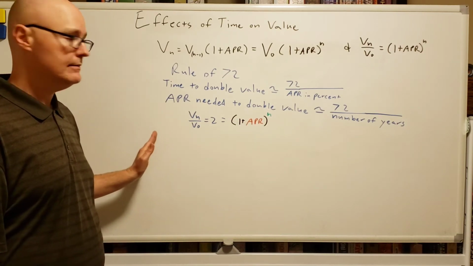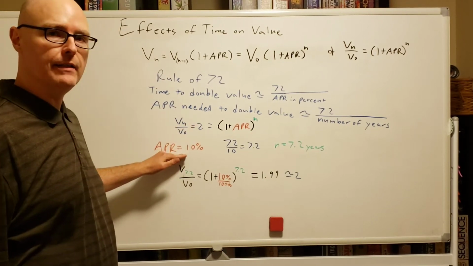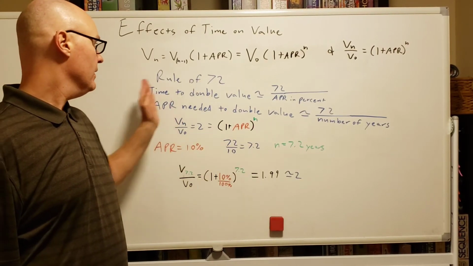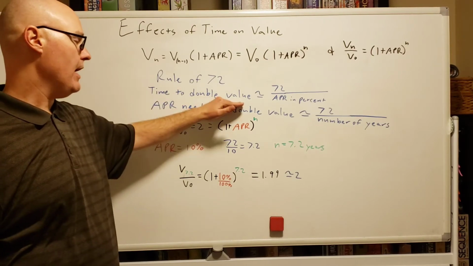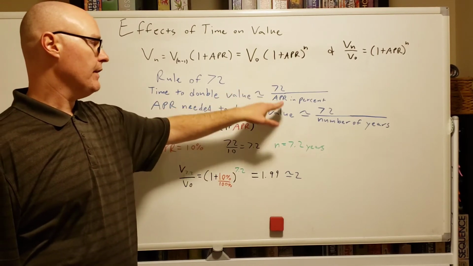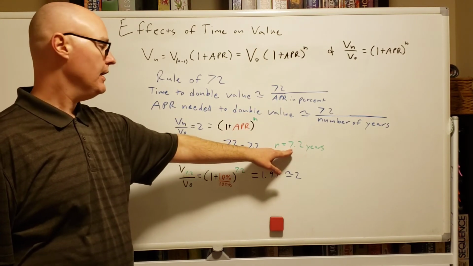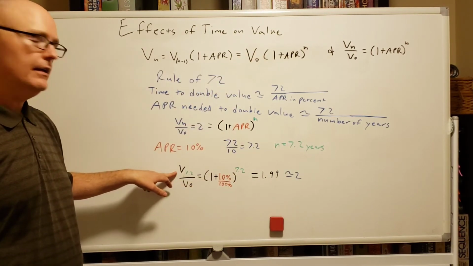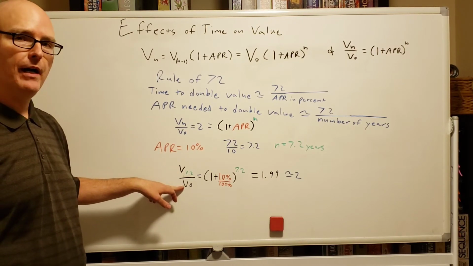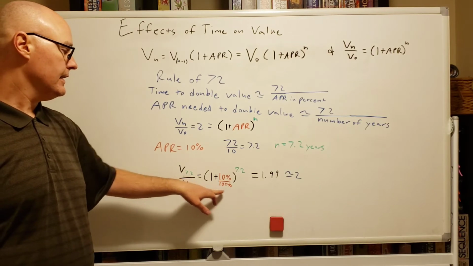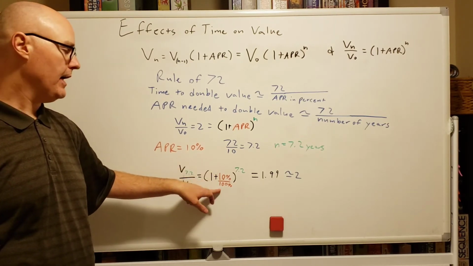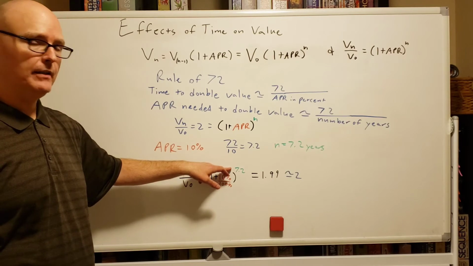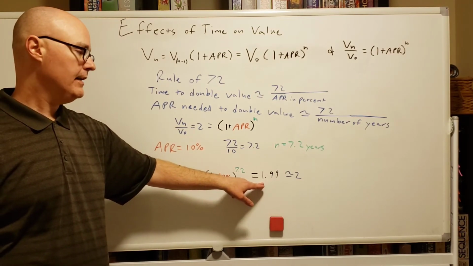So let's see some examples of this. If the APR is 10%, if I take 72 divided by 10, I get 7.2. So the time to double in value is equal to 72 divided by the APR in percent. So in 7.2 years, I should double the value. If I use my equation, the value at 7.2 years divided by the value at 0 is equal to 1 plus 10% divided by 100%, all of that to the power of 7.2. Plug that in the calculator, you get 1.99, which is about 2.